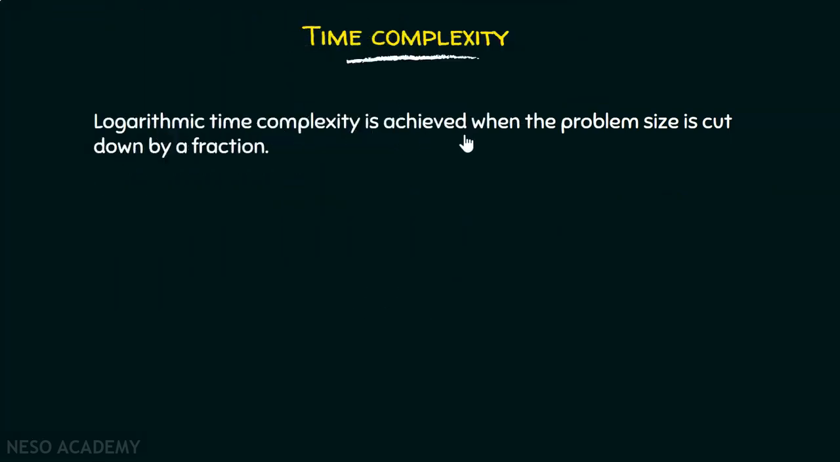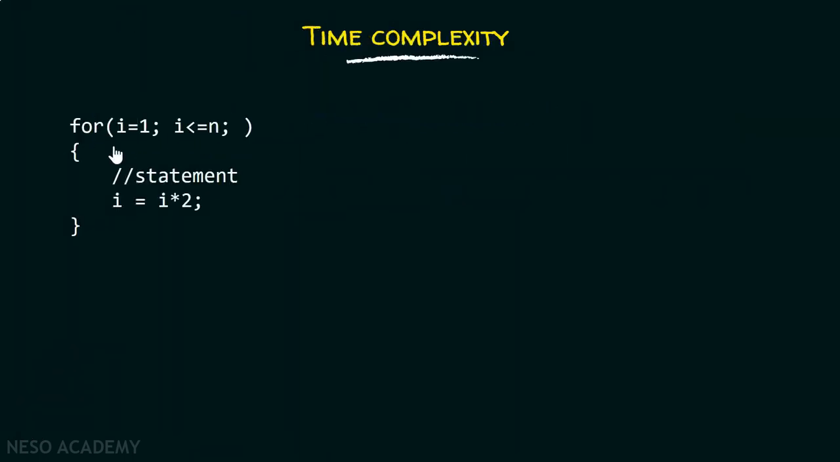Logarithmic time complexity is achieved when the problem size is cut down by a fraction. Let me tell you that logarithmic time complexity is lesser than linear time complexity. It is achieved when the problem size under consideration is cut down by a fraction. How is that so? Let's see the example over here. Here you can see this for loop runs from 1 to n, and we are evaluating this statement. You think that this for loop will run n times, but here's the catch. Here i is not incremented by 1, but i is multiplied by 2 every time.